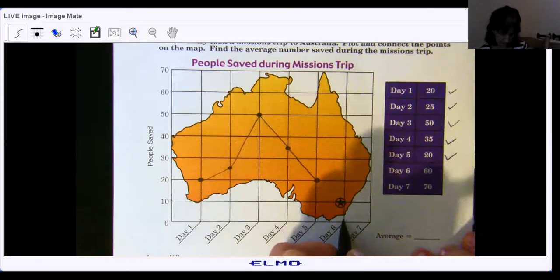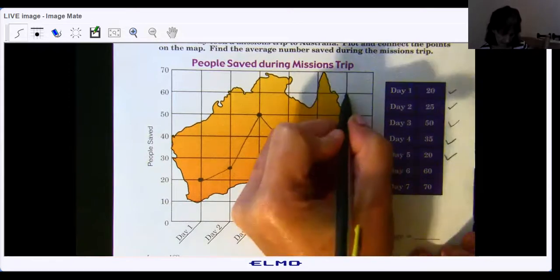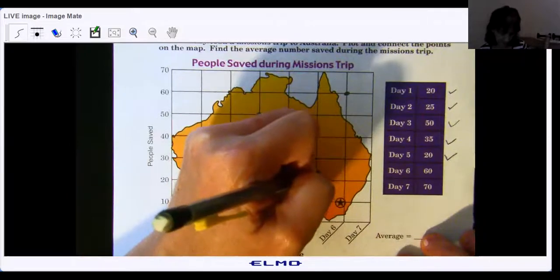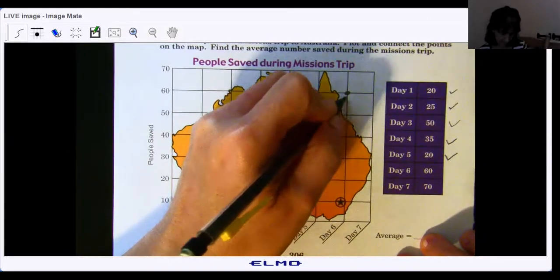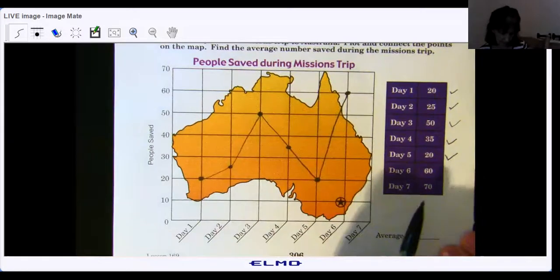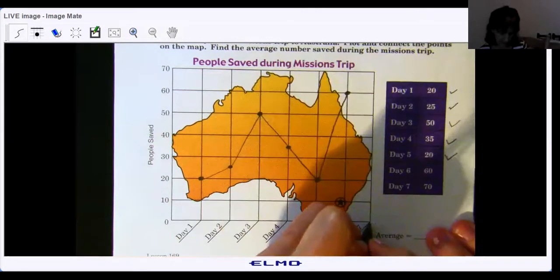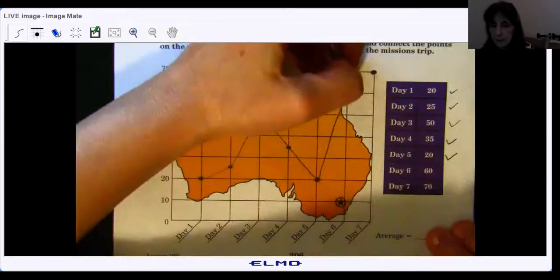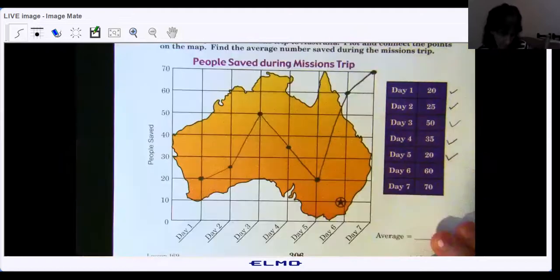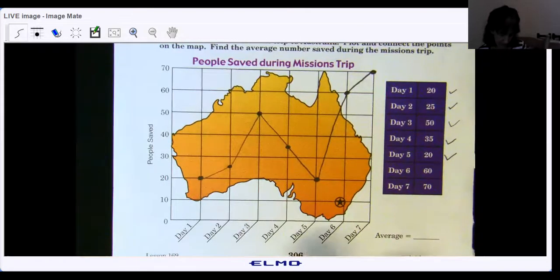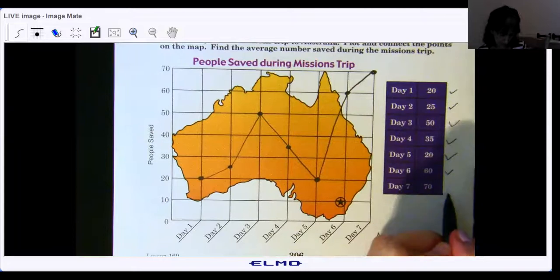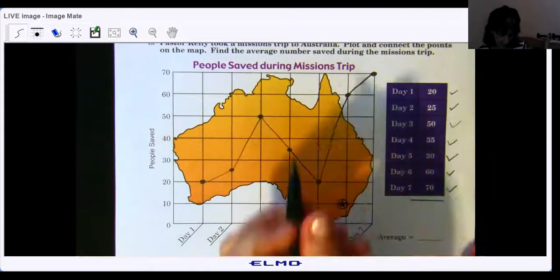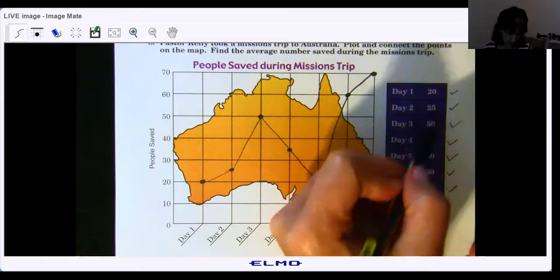All right, day 6. Day 6 is 60. Go down at the bottom, find day 6, and go all the way up to 60 and put a point. And the last one, day 7, is 70. Then to the bottom, find day 7, go all the way up to 70 and connect your point. Okay, there's your line graph for people saved during mission trips. All right, and you have to find the average of that. You add up all those numbers and divide by 7, and you should get an answer.